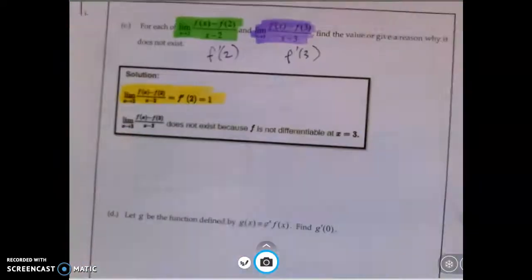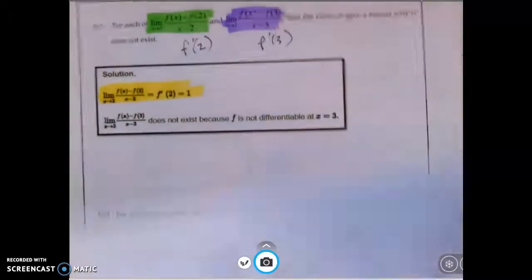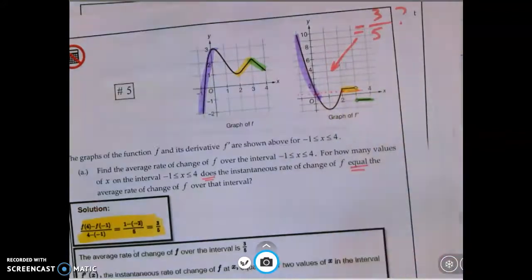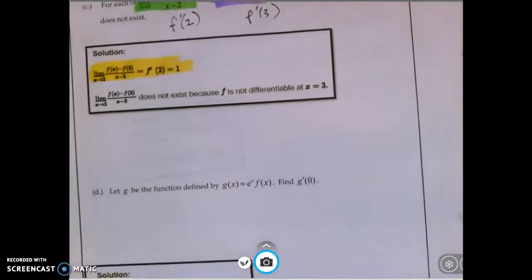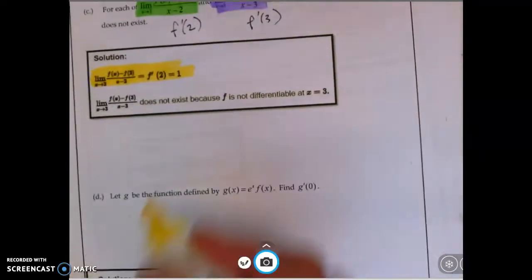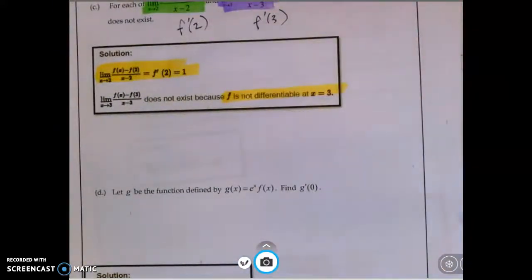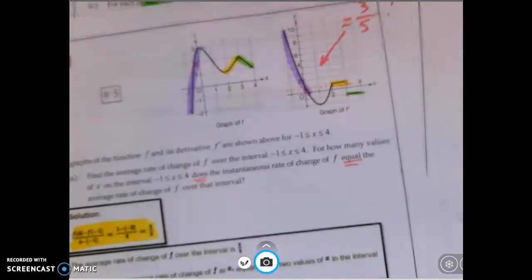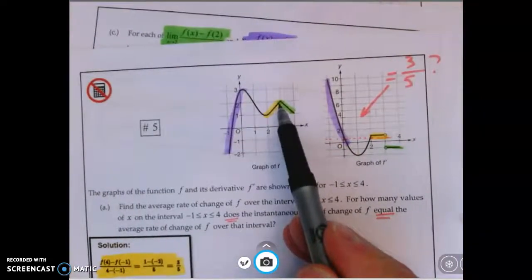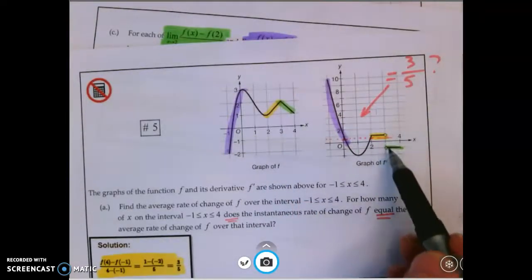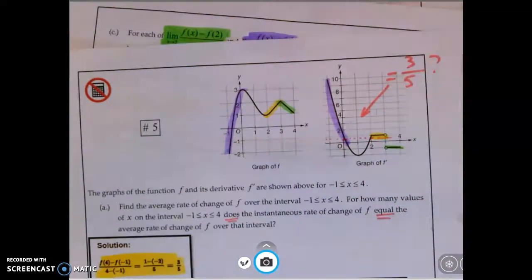All we're doing is going back to the original. At 2, this registers a 1. And f prime of 3 does not exist because it's not differentiable at 3. Number 1, because the graph has a sharp corner at 3. You can't tell me how much is changing at that point. If we're looking at the derivative graph, it's undefined at that point. It doesn't exist at that point. There's no value that holds that.